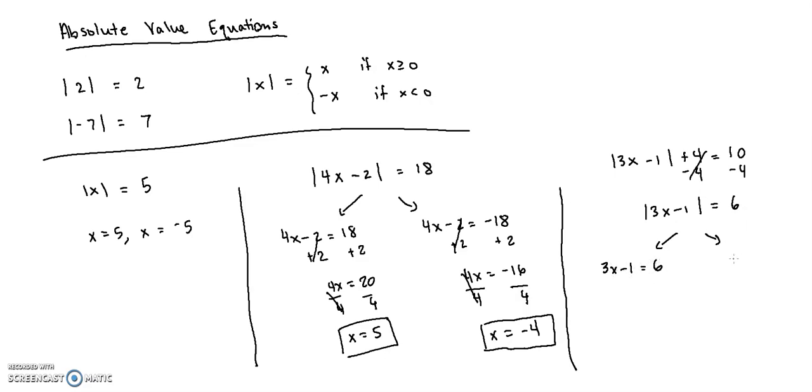That's the positive version. And I've got 3x minus 1 equals negative 6, okay? Because what's on the inside either has to be 6 or negative 6.